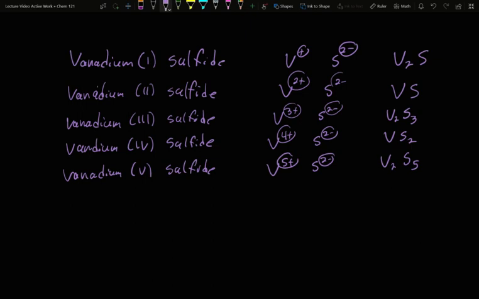And so you can have a lot of different mixtures of vanadium and sulfur depending on which charge your vanadium carries. And again, it just kind of depends on what part of Earth you dug it up from. The local geology, the geologic history changes what mixes with it, what it was exposed to, and therefore what charge it has.